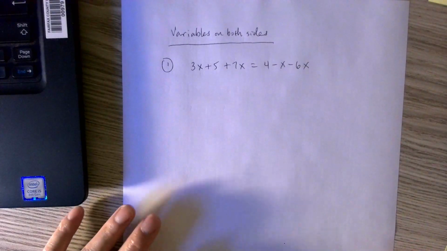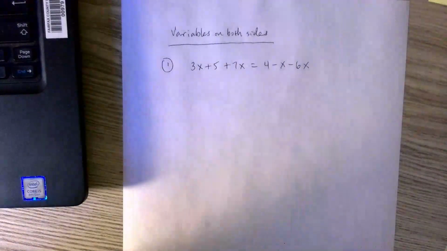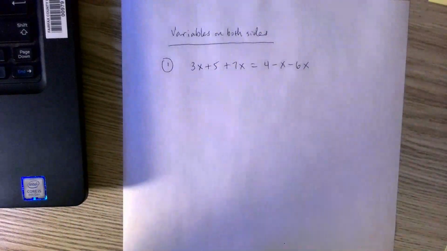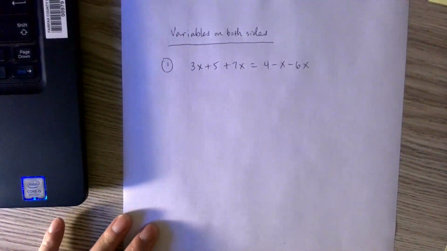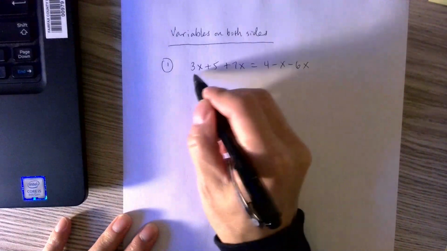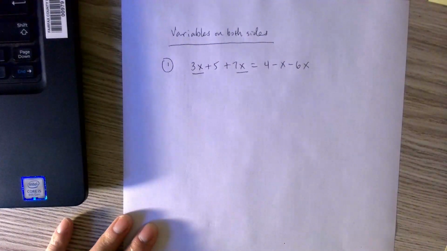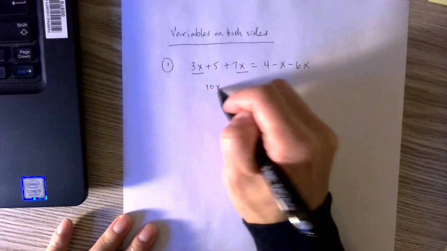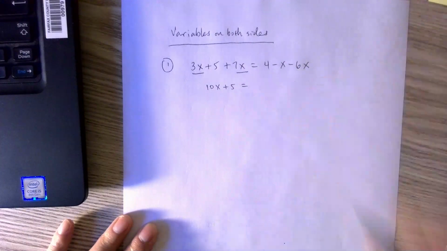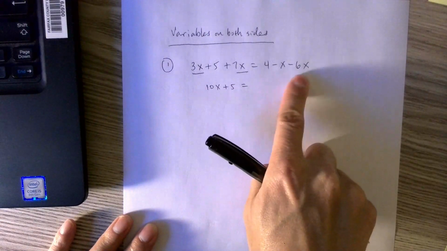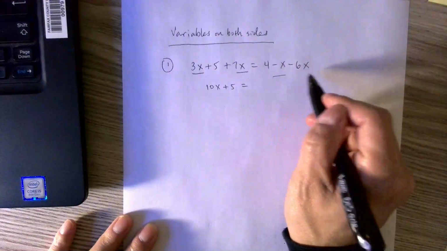Here's our first equation. There are no parentheses, so we don't have to worry about distributing. We can go ahead and start with combining like terms. On the left side, I see I have two like terms here. And on the right side, I see I have two like terms here and here.